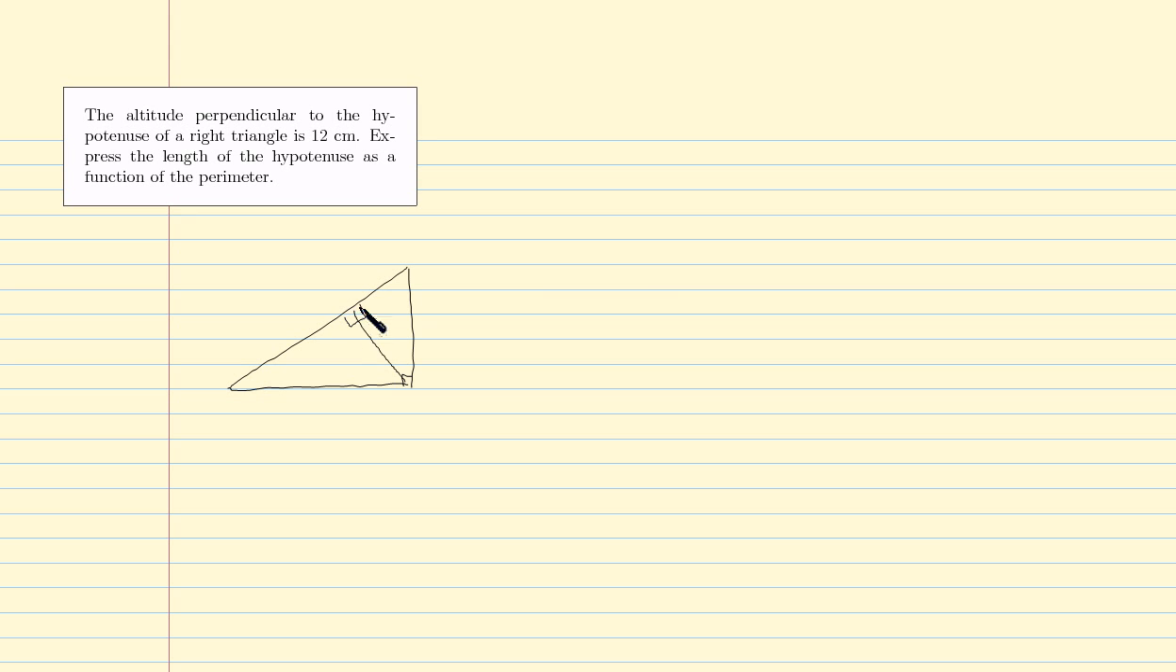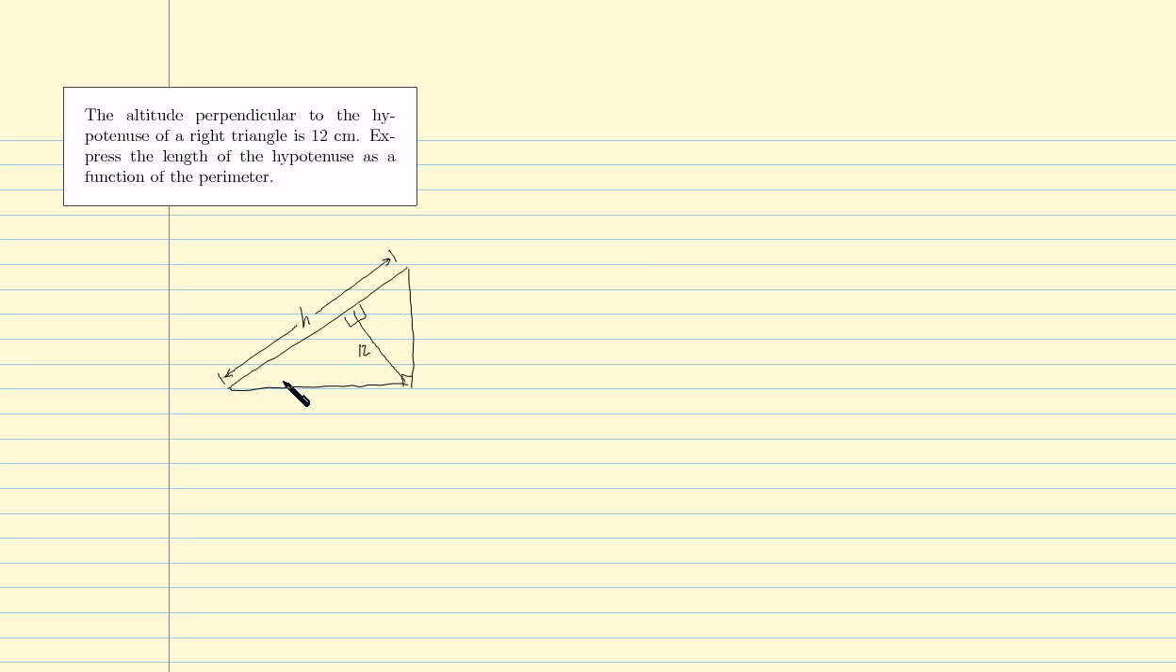It's perpendicular, so we pick up some right angles there. And we're given its length, so let's write 12 there beside it. Okay. Then it says express the length of the hypotenuse. So let's go ahead and label that. Let's call it h maybe. And make sure we indicate that it goes the full length of that segment. We want to express the length of that hypotenuse as a function of the perimeter.